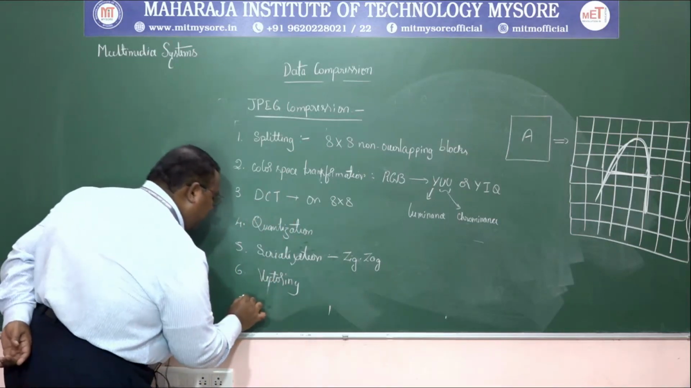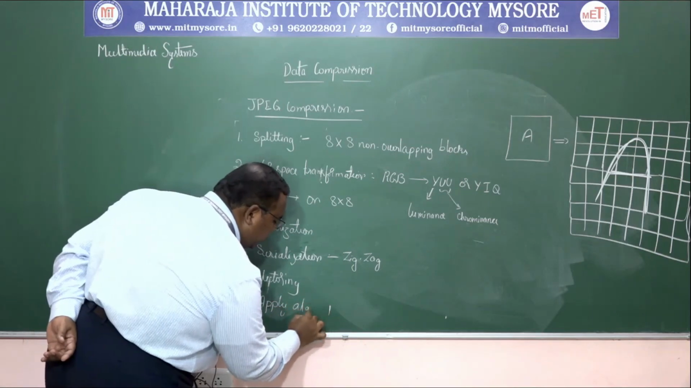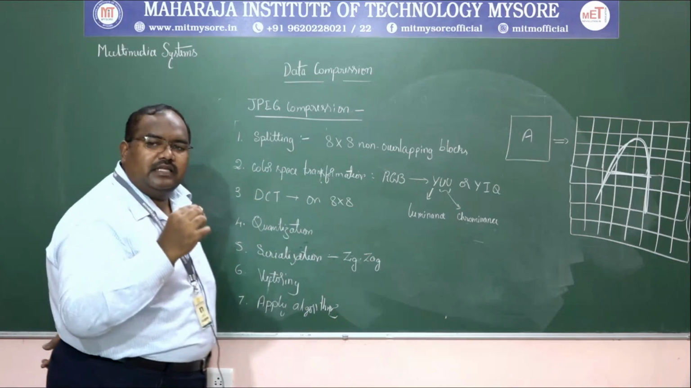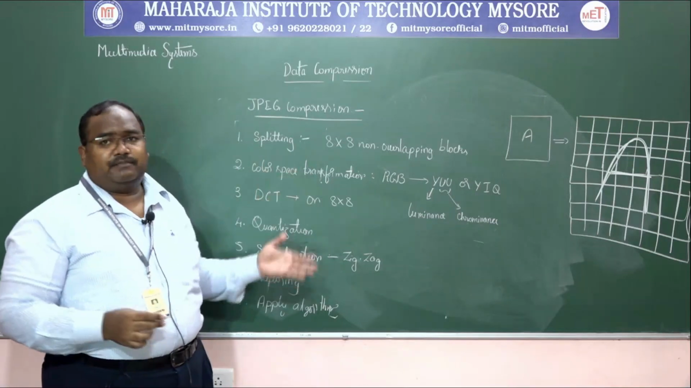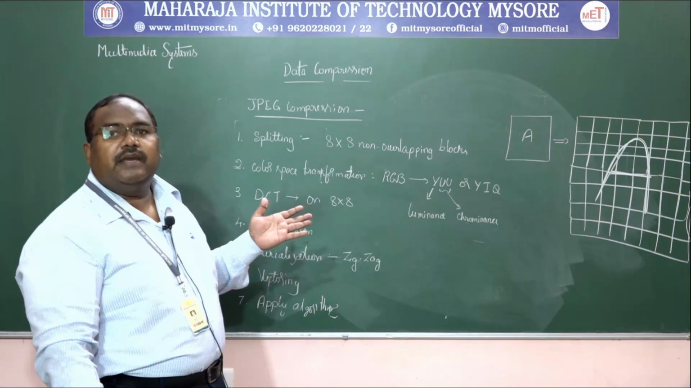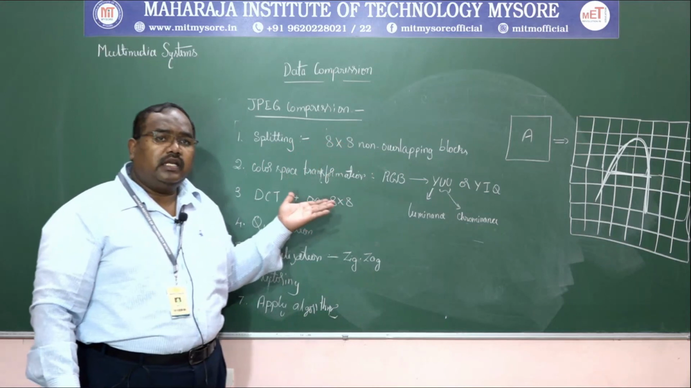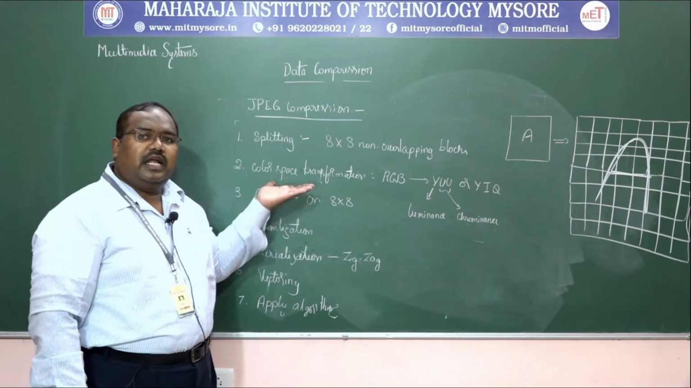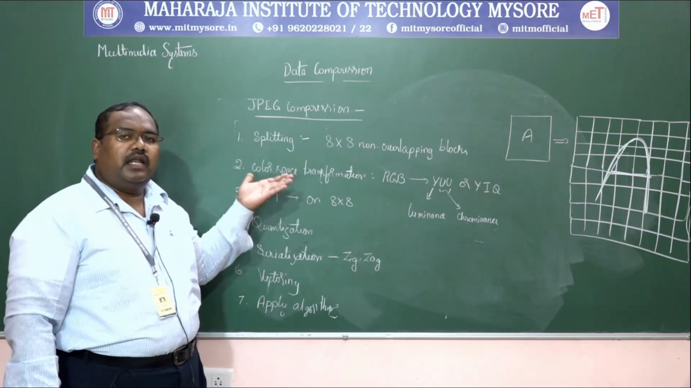Finally, we apply the algorithms. It might be run length or it might be a Huffman coding algorithm. So these are the steps to compress an image in JPEG format. So now we have seen how JPEG compression works. In the next class we will see with an example how JPEG completely works.